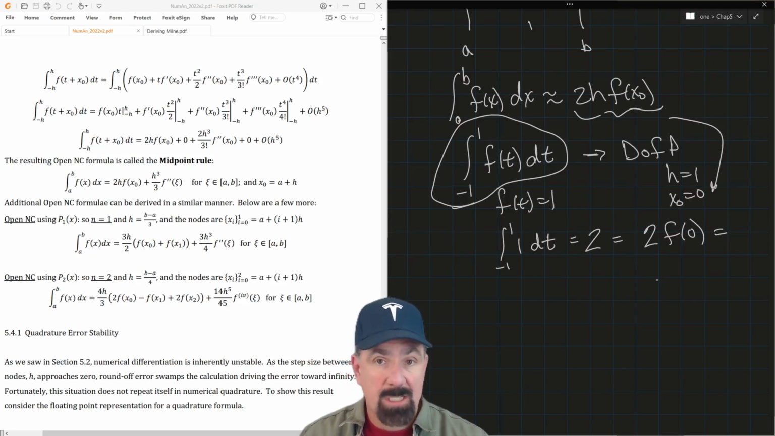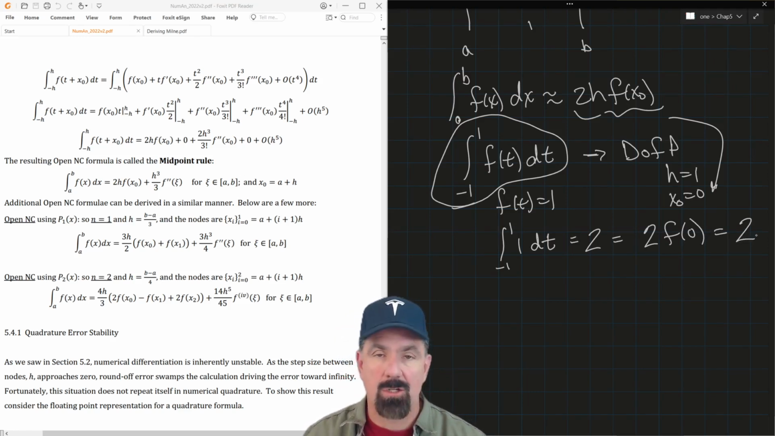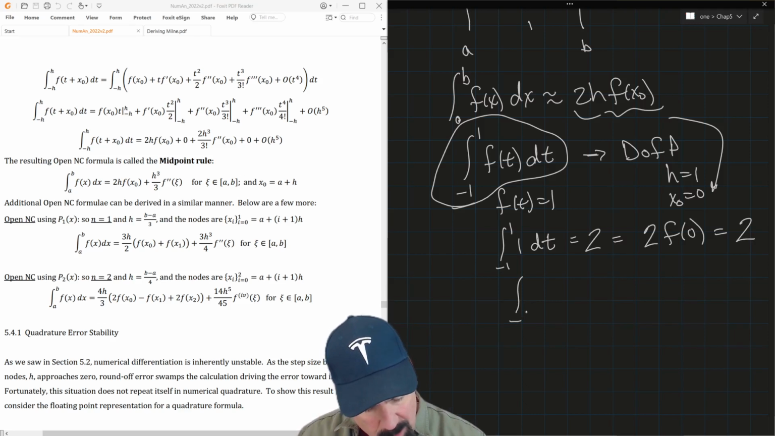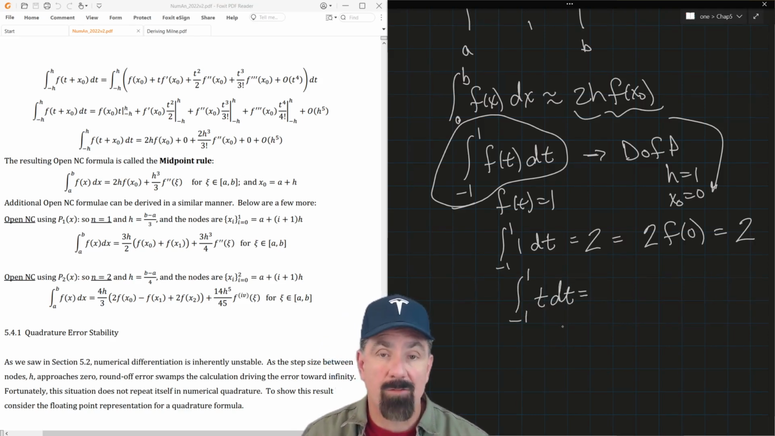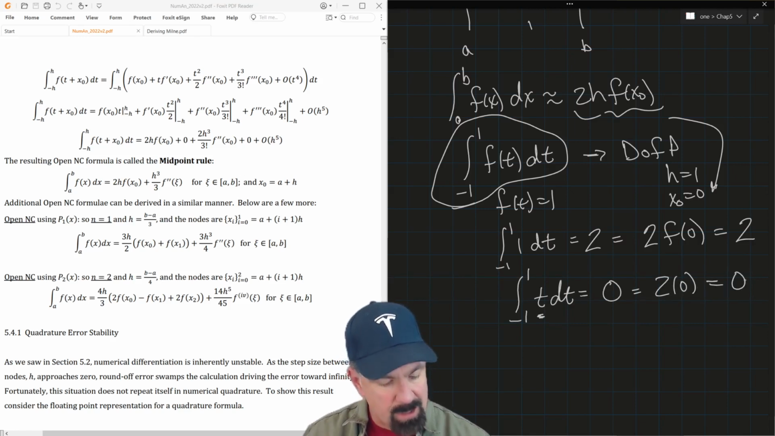In the case where the function is equal to 1, the function evaluation, of course, is 1, and we have 2 times 1, which is 2. So at least we have degree of precision 0, because we can take care of constant functions. How about when we go negative 1 to 1 of t dt? Integrating, remember that's t squared over 2. Any odd function integrated symmetrically across the y-axis is going to give us a 0. And we evaluate the function t at 0 times 2, which is 2 times 0, which is 0.